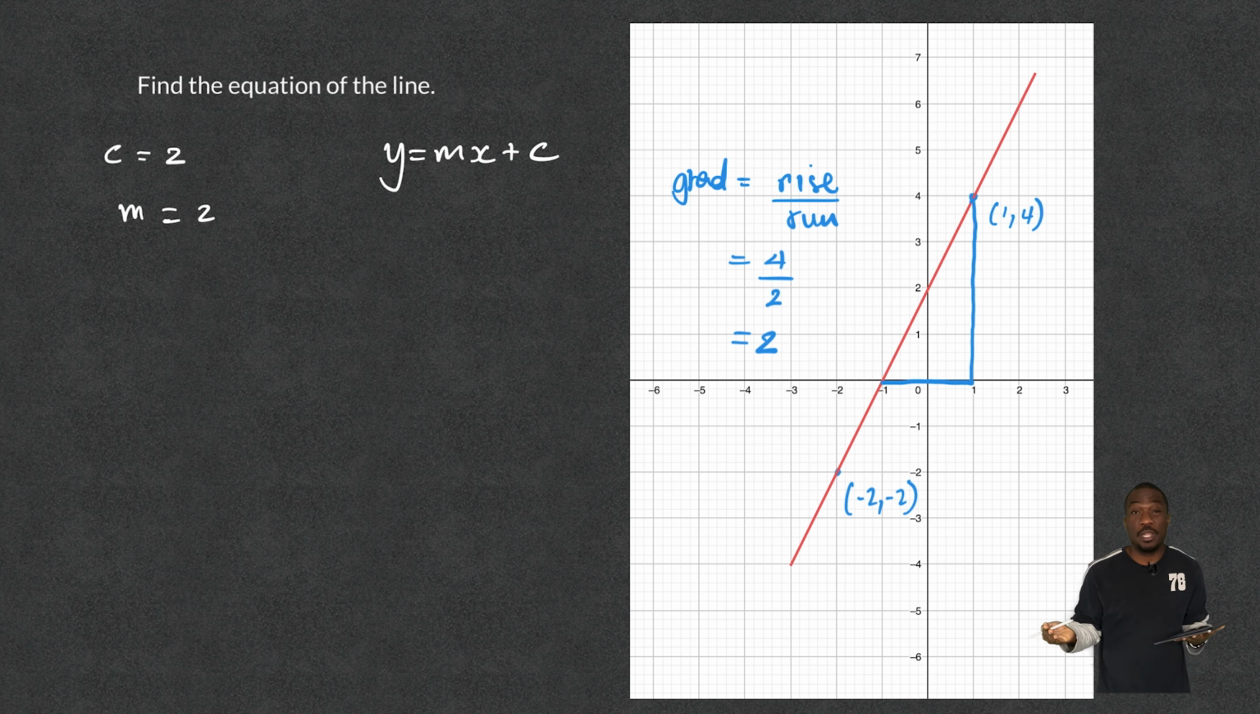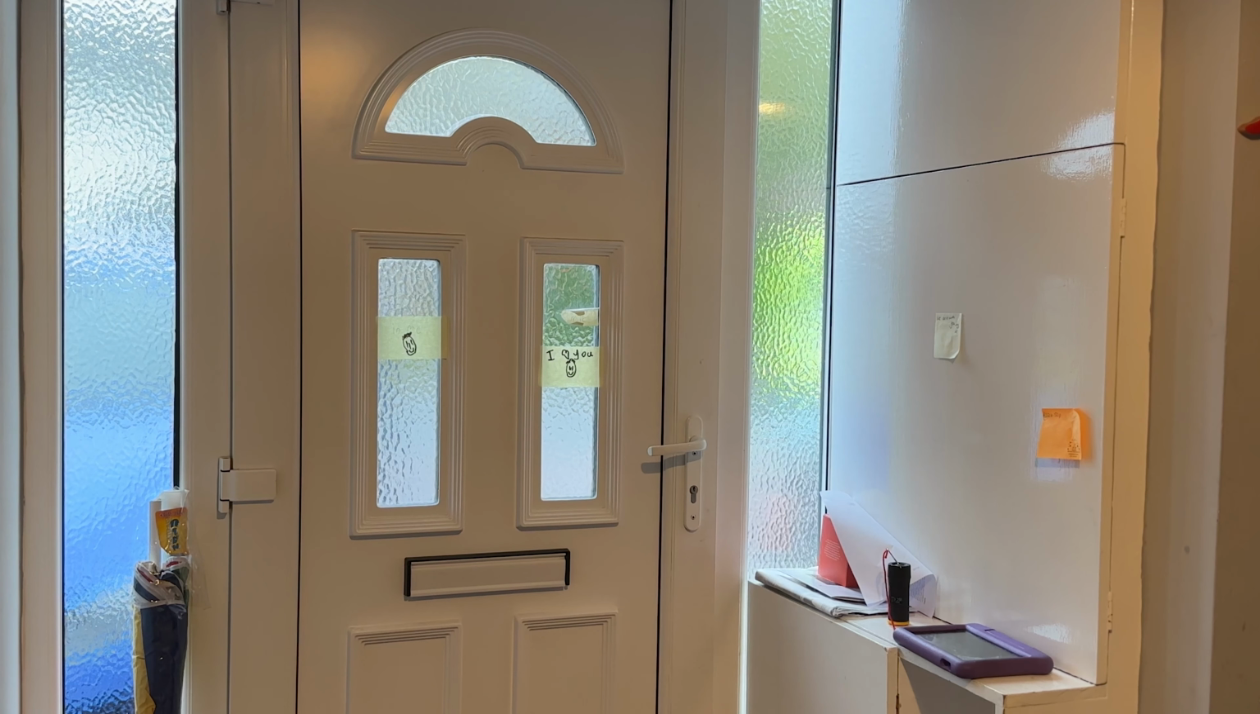What method do you like? Put it down in the comments so I can see it. You choose your method. But anyway, that's another way you can find the gradient. So now that I know my gradient is 2 and my y-intercept is 2, I can easily now write the equation y is equal to 2x add 2.